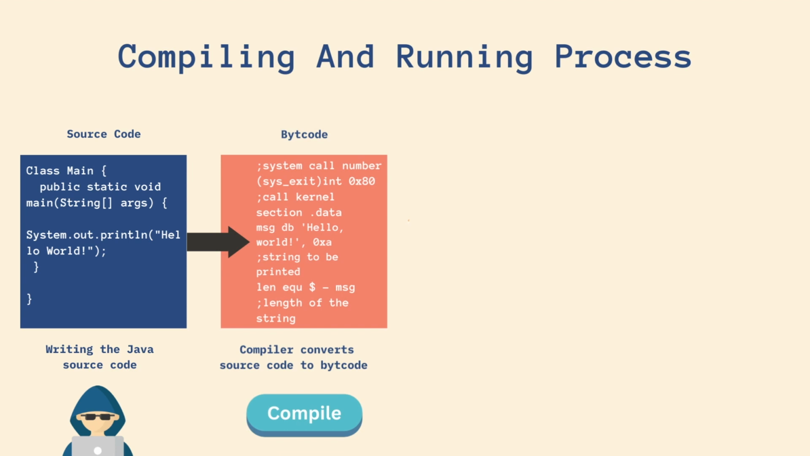Step 2, compiling the source code. In this step, the source code is passed through a compiler which translates a high-level language into bytecode, which is a low-level machine-readable format. The bytecode file is saved with the .class extension.